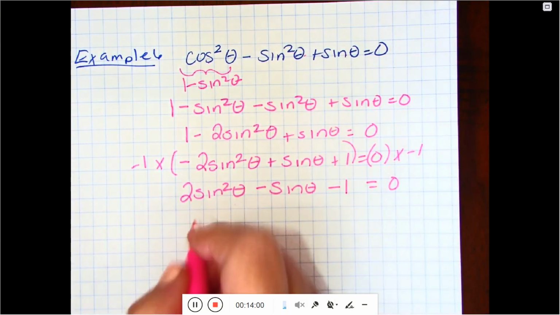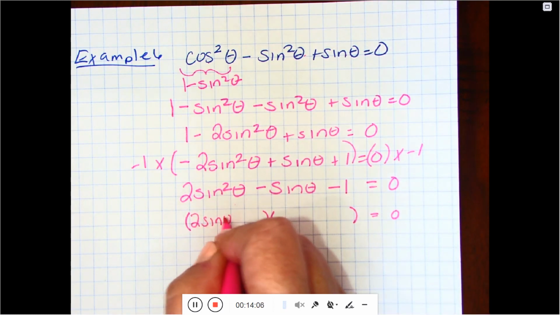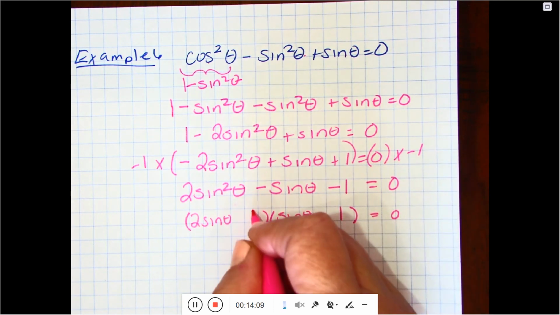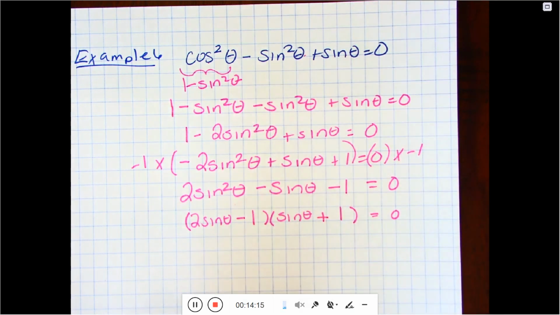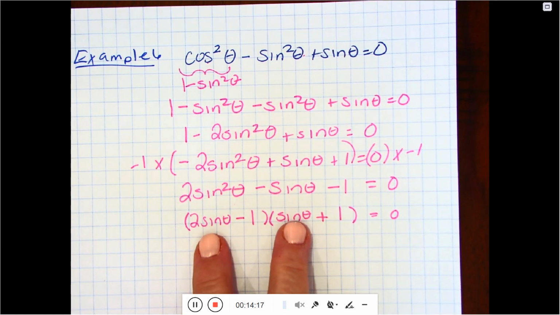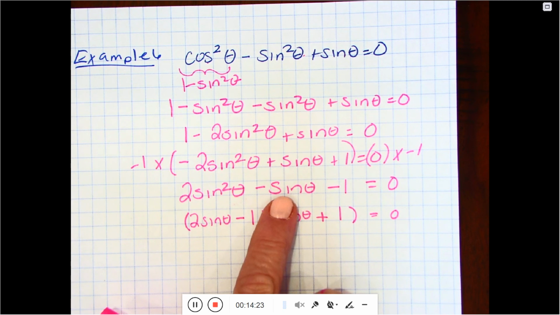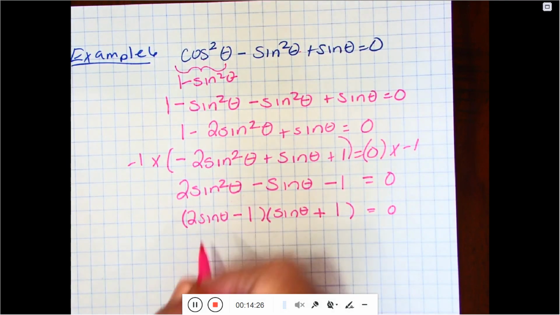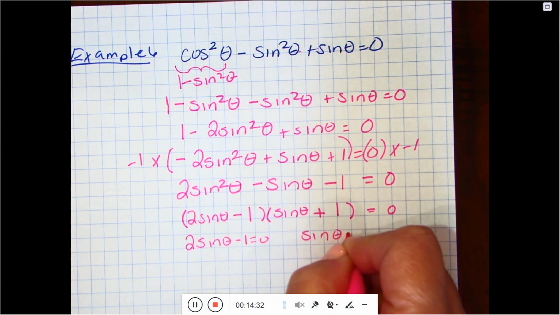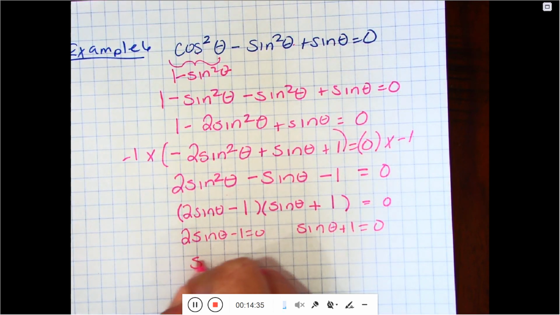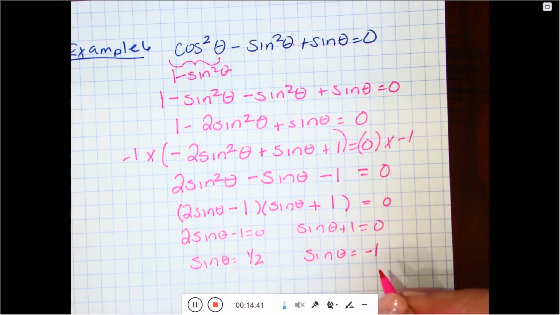And then I'm going to treat this like a trinomial, so I'm going to factor it. I'd have 2 sine theta and sine theta and a 1 and a 1. And I believe this one is negative and this one is positive. So quick FOIL back, that's 2 sine squared, plus 2 sine minus 1 sine gives me negative sine, minus 1. Then set each factor equal to 0. And this gives me the sine of theta is a half, and the sine of theta equals -1.